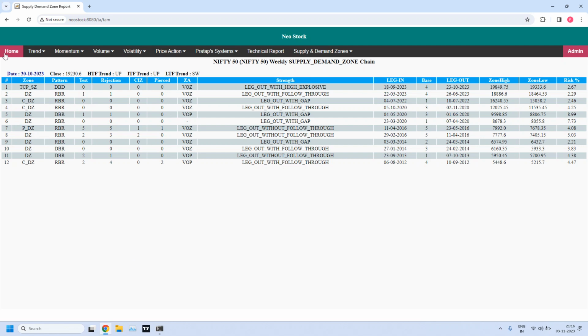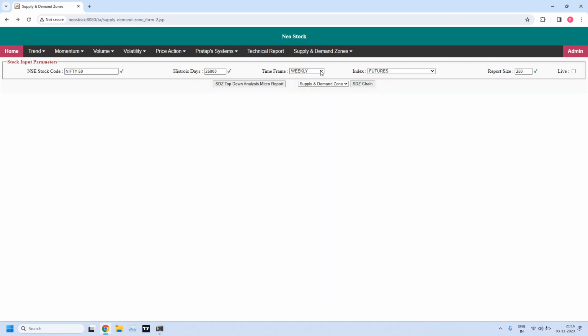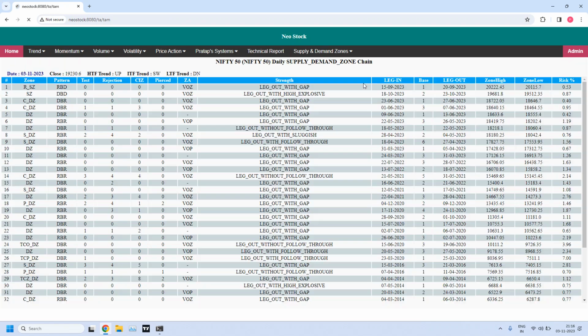So let me go back. Now I am selecting the entry time frame as daily and generating the supply demand zone chain for the daily time frame. You have two supply zones and all the remaining are demand zones on the daily time frame. So this is about Nifty 50.